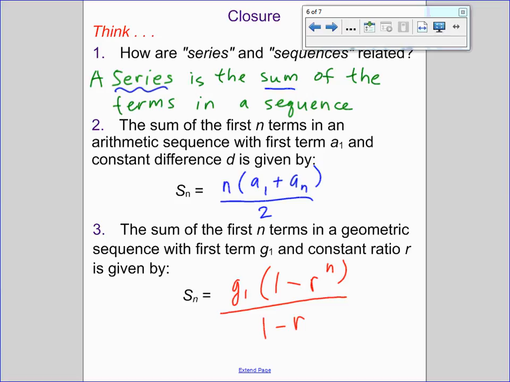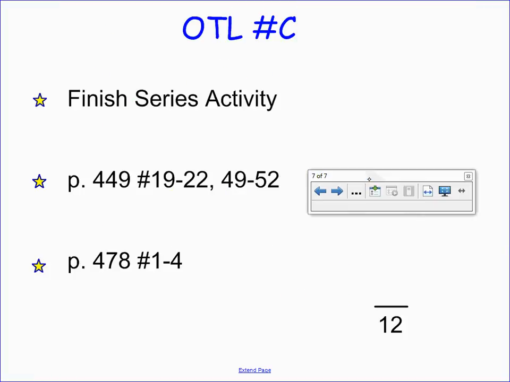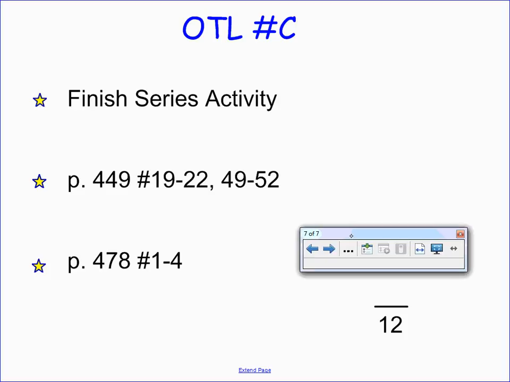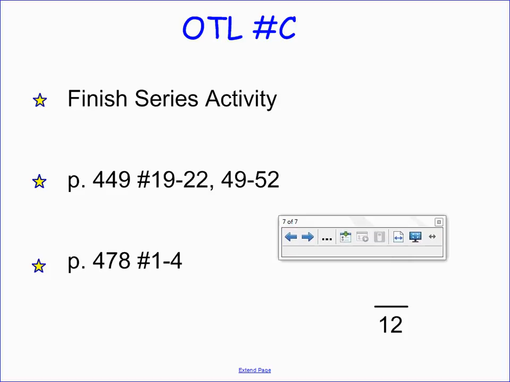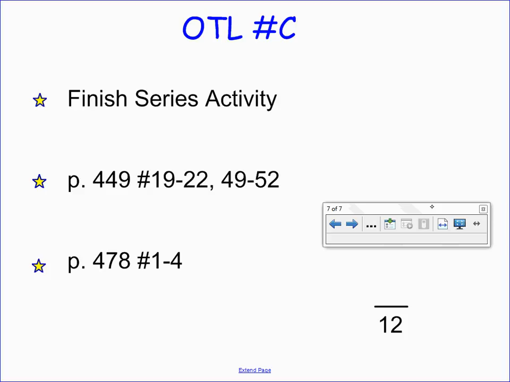That's perfect. Okay, so we got OTL number C with our last quasi-lettered OTL listing. We're going to finish the series activity, including stamps on 14B and 16. That's part of your assignment. Then we've got a short assignment. 8 problems from page 449 and 4 problems from 478. Again, I'm trying to keep the OTLs manageable, right? And you just get at the main ideas for a grand total of 12. Nice job today. I'm going to post the recording on our Moodle site.